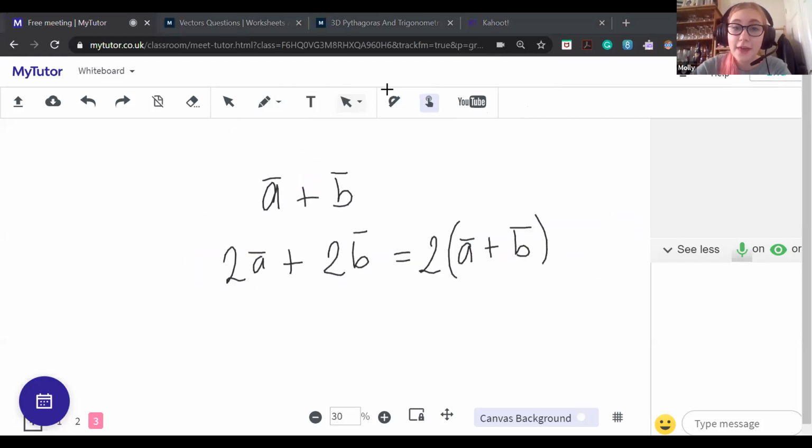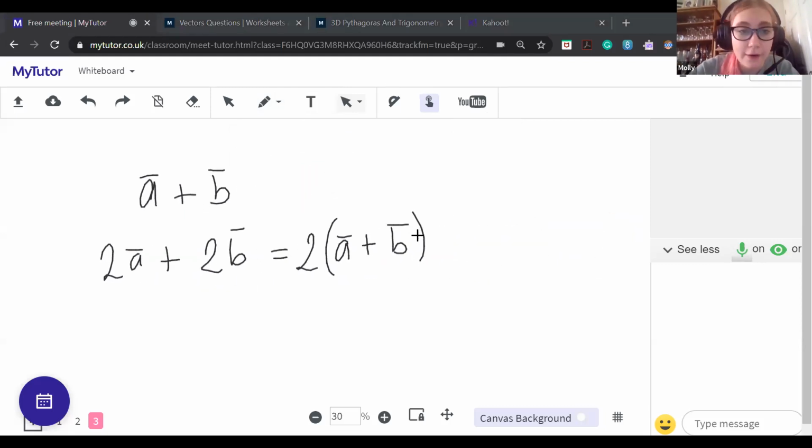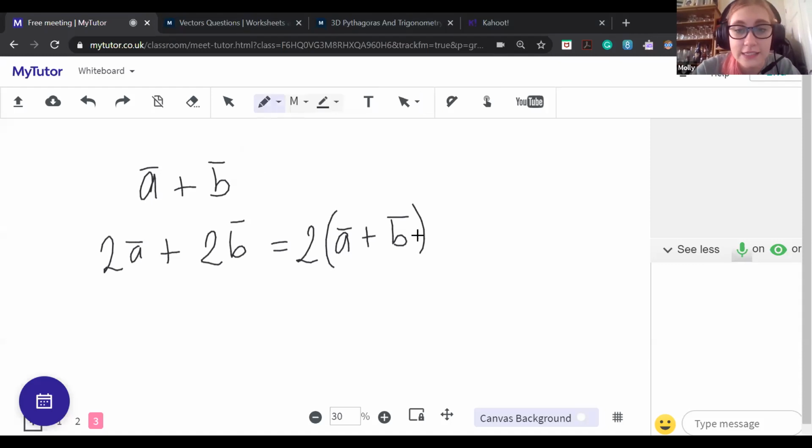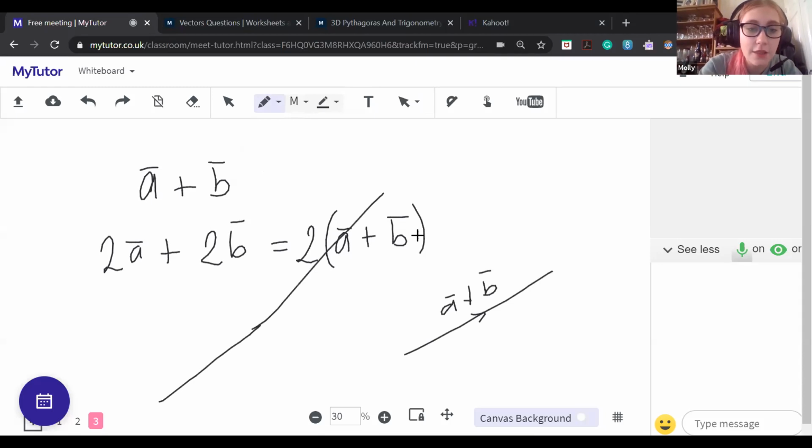And the reason for that is because if we think about it, let's just call this vector a plus b. Well, 2 lots of a plus b just means doing that twice. So wherever we put it, we're going to put an a plus b and then another a plus b. And of course, that's parallel. Extending it doesn't make it not parallel. So that's the key thing. You want to work out if it's a multiple of the other one. And this is quite easy to spot usually.